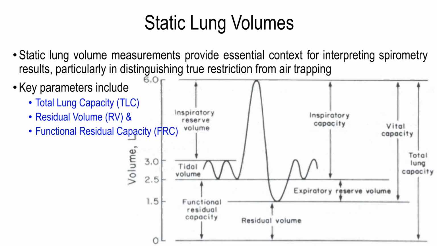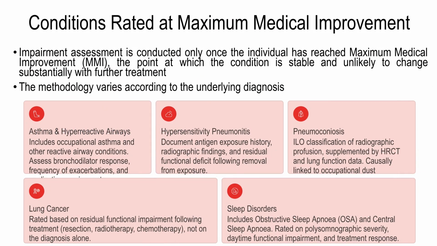Static lung volume measurements provide essential context for interpreting spirometry results. Key parameters, including total lung capacity, TLC, residual volume, RV, and functional residual capacity, FRC, help distinguish true restriction from air trapping. Impairment assessment is only conducted once maximum medical improvement, MMI, is reached.